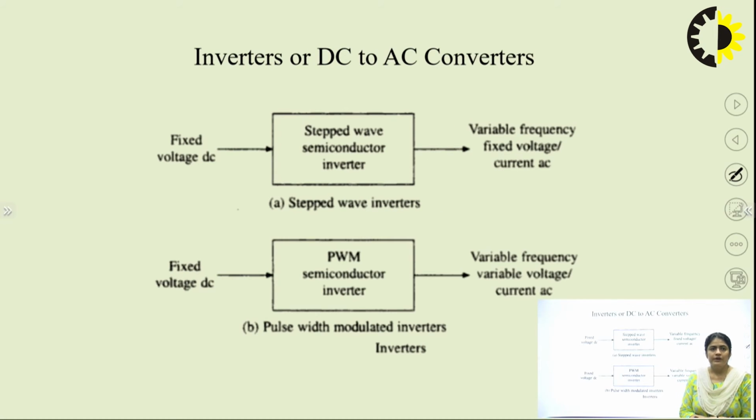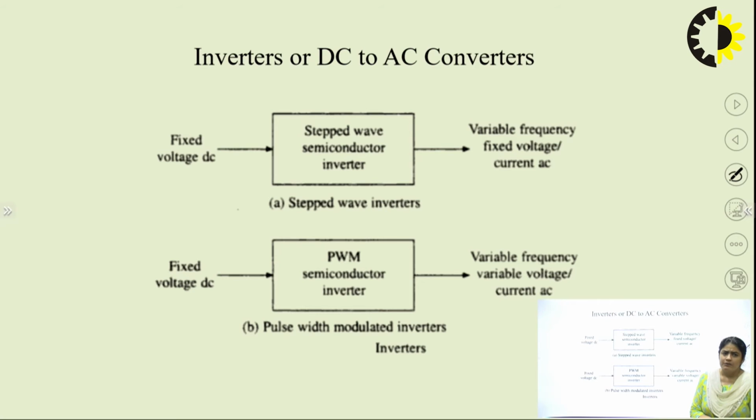So the last converter is the inverter. The inverter is the converter which converts the fixed DC supply to variable AC, right? So variable voltage or variable frequency can be achieved, or fixed voltage and variable frequency can be achieved, right? With the help of semiconductor devices, this is possible.